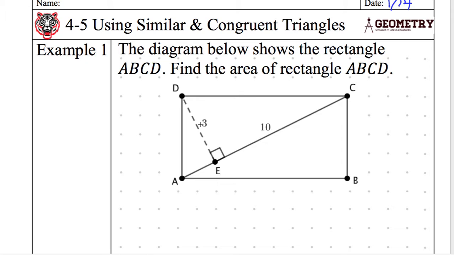So let's go ahead and redraw these 2 triangles. This triangle right here and this triangle right here. We're going to redraw those 2 triangles.